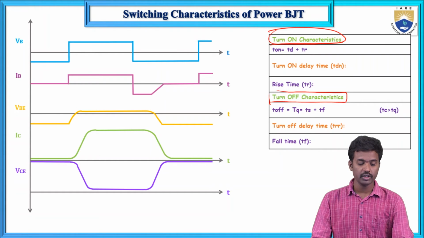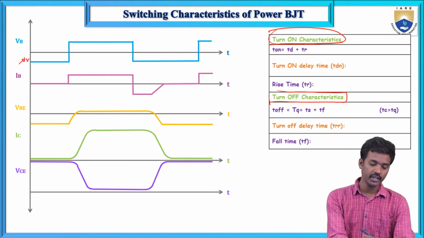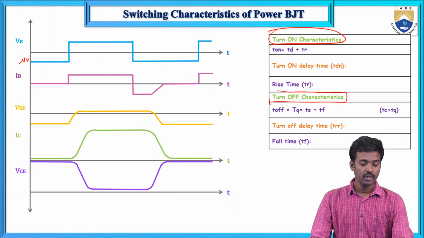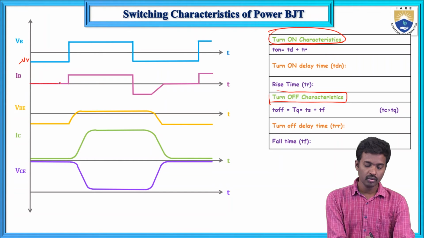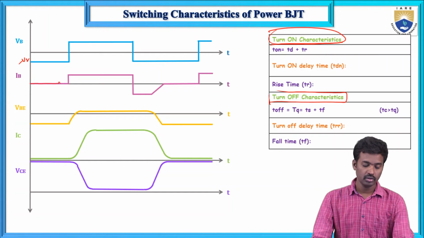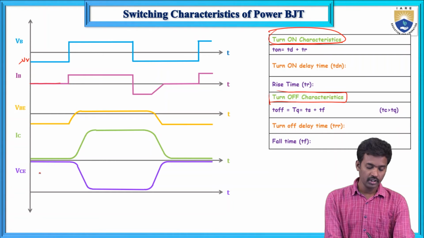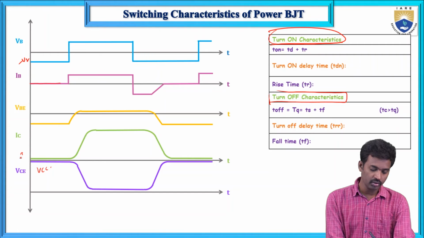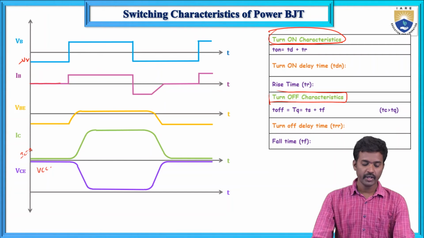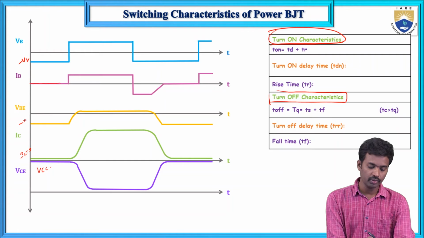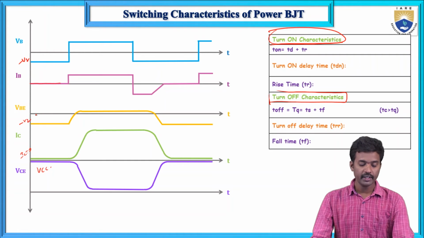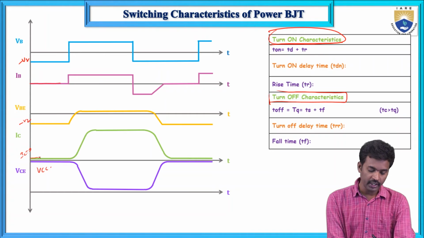First, a negative voltage, minus V2, is applied to the base-emitter, and in that case there is no current. No current means VCE equals VCC and IC equals 0, and VB equals minus V2. Here there is only a leakage current.